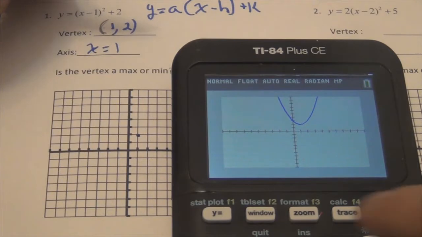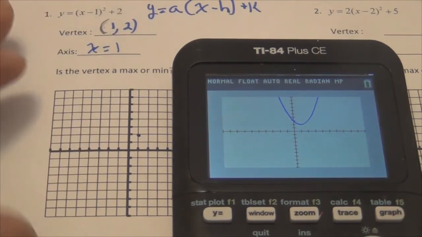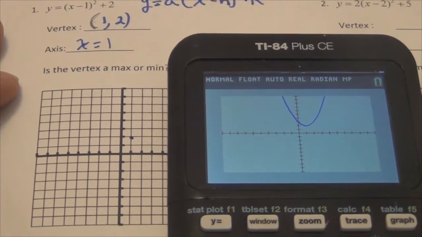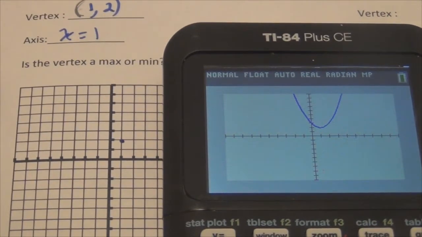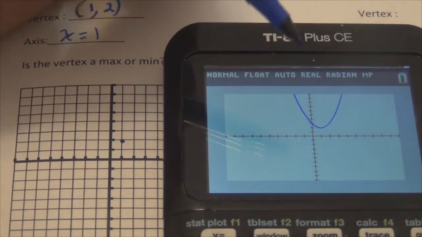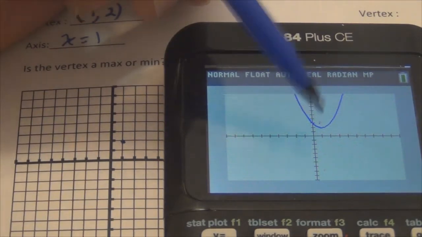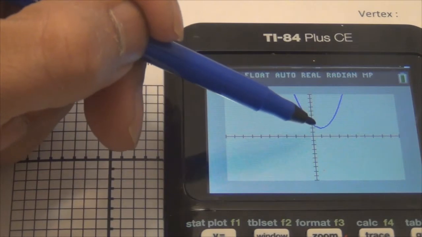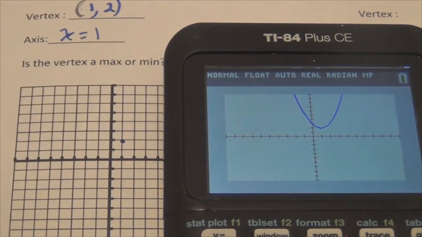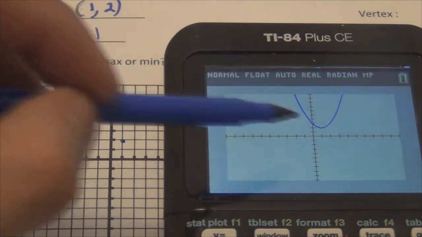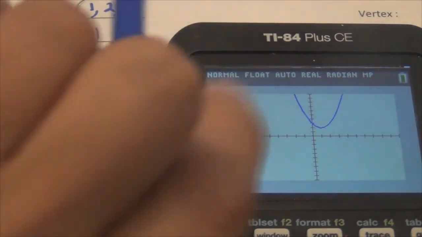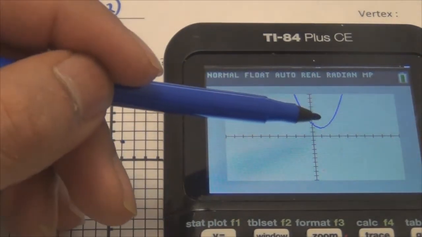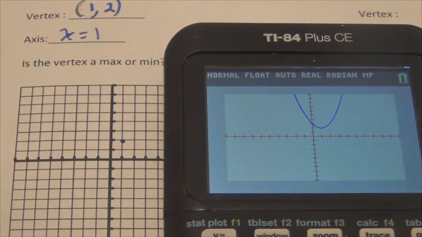Now let's take a look at these points. Let me zoom in. Hopefully this is enough. Look at what the axis of symmetry is. Look at this, 1, comma 2. Now, is this a minimum or a maximum? If the parabola is going this way, that means this is the minimum point. So the parabola has a minimum at 1, comma 2, the vertex.